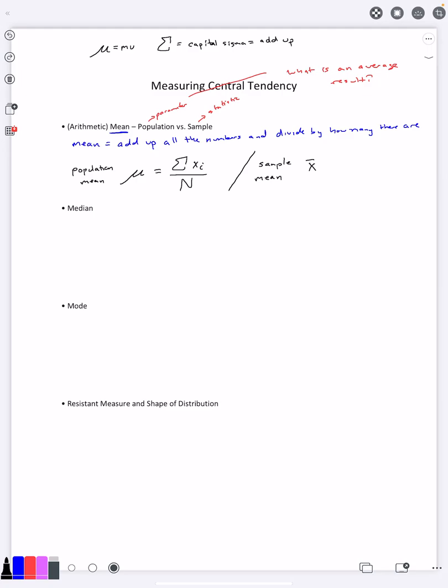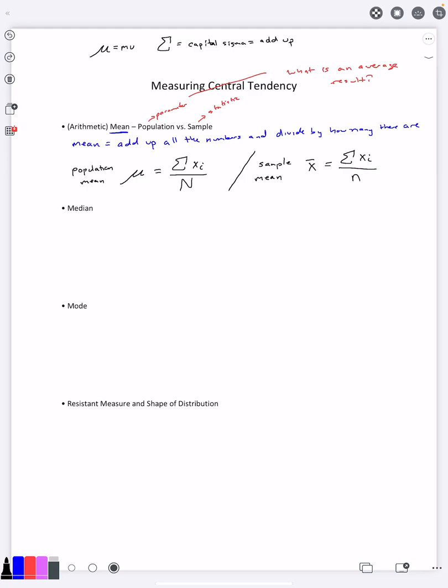So we're not using Greek letters here for the sample version. We put an X with a little line over it. We read that as X bar. So X bar is our sample mean. And the formula is going to look very, very similar. Add up all the xi's, but this time we divide by lowercase n.